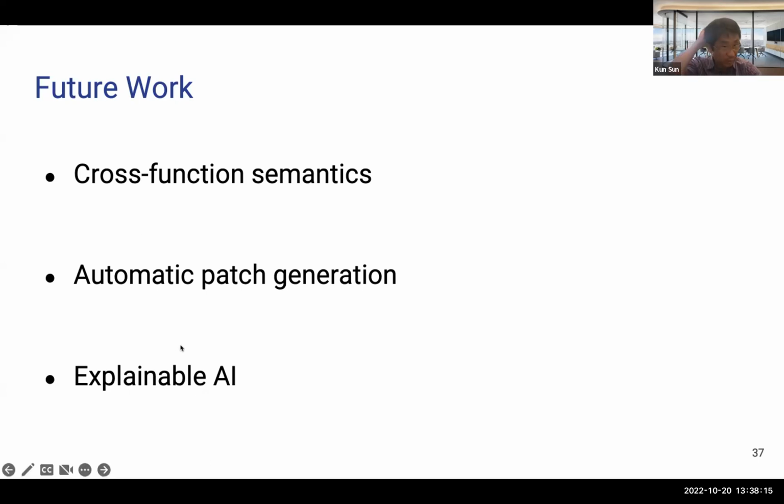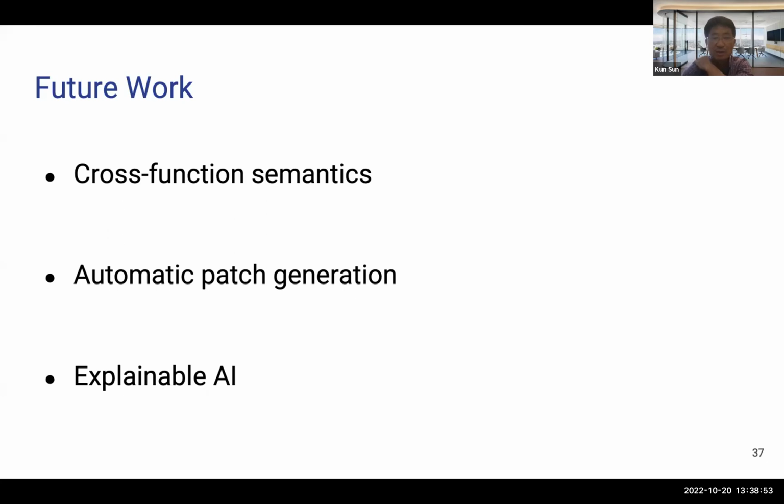And also another thing we are now working on is automatic patch generation. What we have done is the first step: we provide tools to help automatically identify or distinguish security patches from a given set of patches. But then, to solve this problem, can we automatically generate suggestions to patch those vulnerabilities?